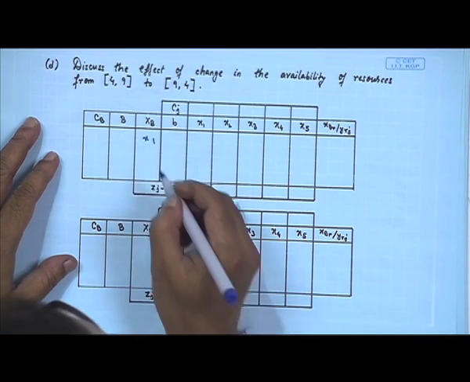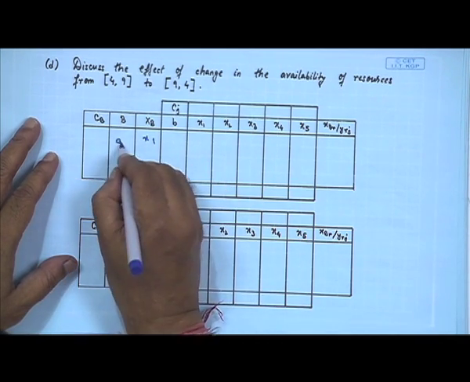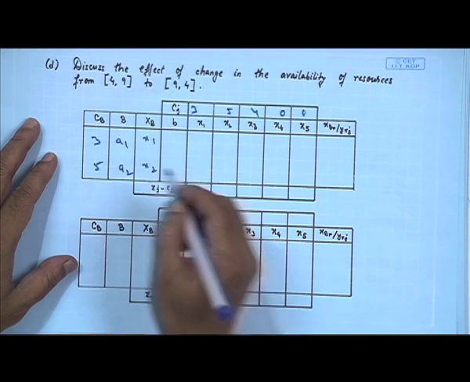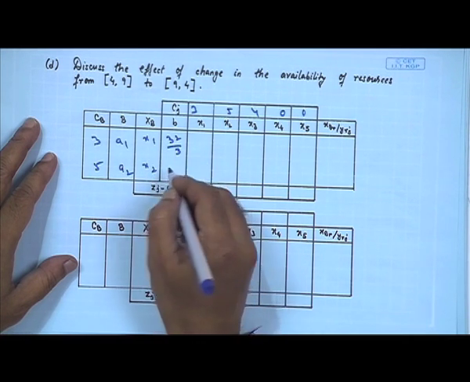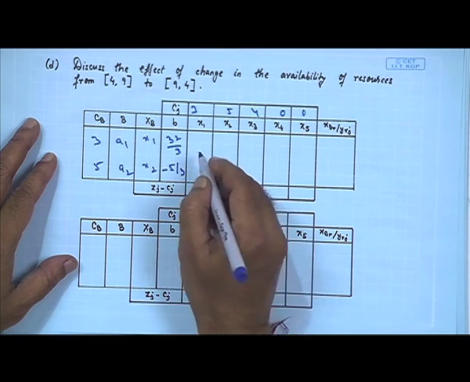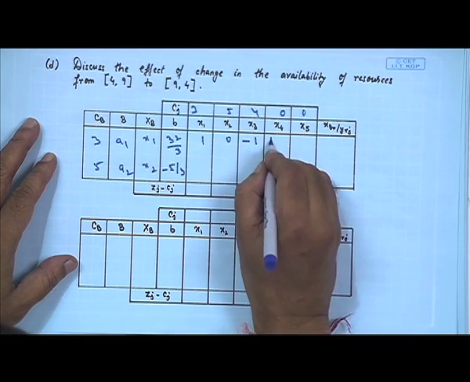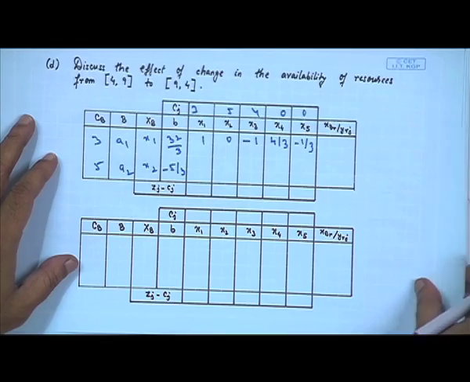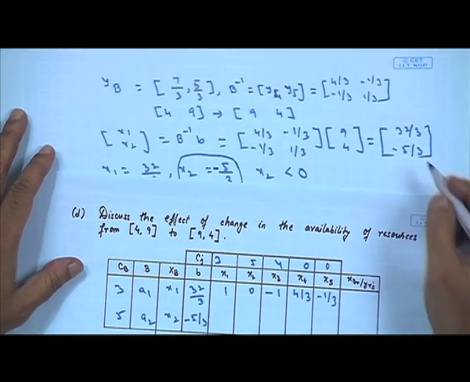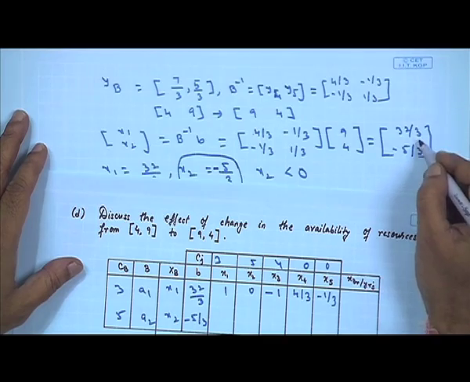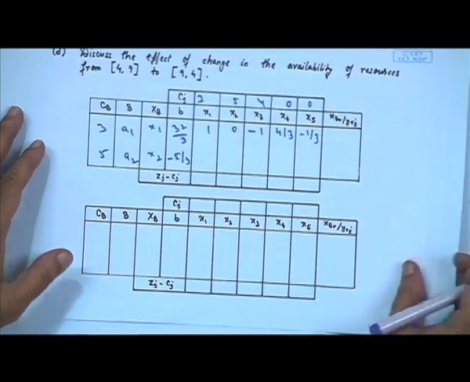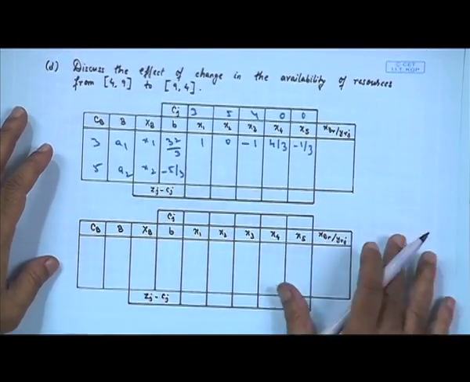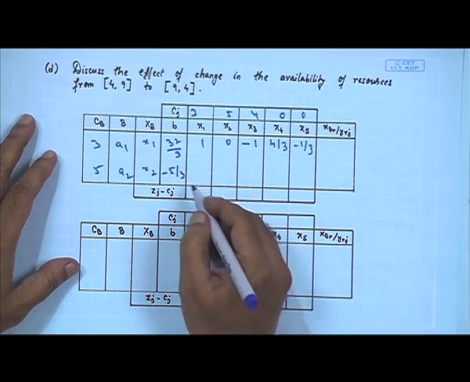You have x1, x2, a1, a2, 3 5 4 0 0, and 3 and 5 will come over here. These values you will obtain: 32 by 3, minus 5 by 3, 1 0 minus 1, 4 by 3, minus 1/3. I have changed this value. Effectively what I have done, I have changed this b value to 32 by 3 and minus 5 by 3 in the original problem. Here it was 7 by 3, 5 by 3. This I am changing to 32 by 3, minus 5 by 3. All other things will remain the same.